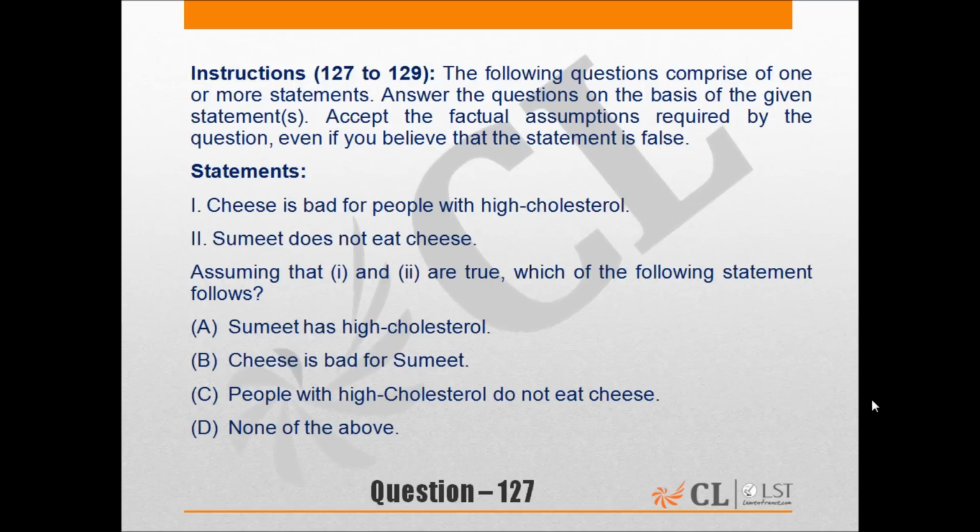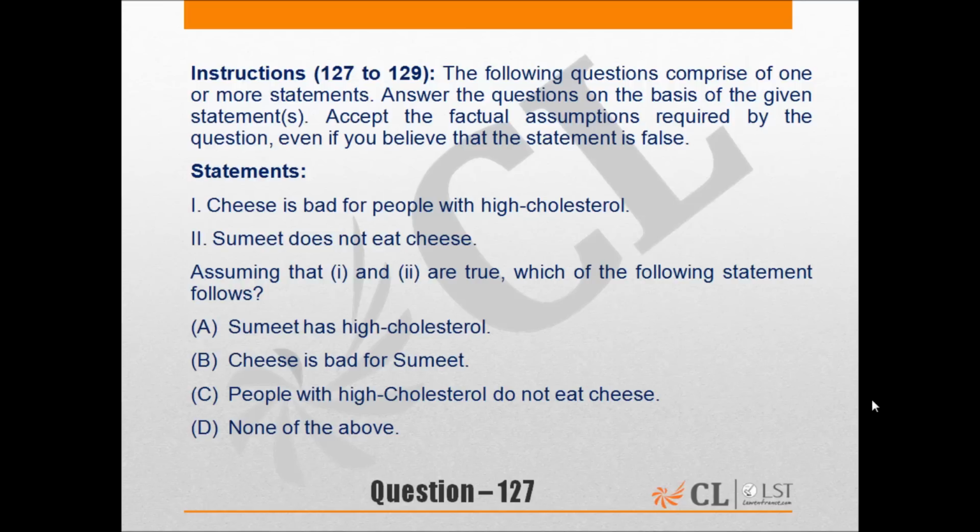Question 127 to 129. 3 questions here. Again, these questions depend on deductive reasoning itself. The questions here are framed in a form that makes it appear as though we are talking about things from real life, from general life. But again, please note, even for these questions, the same principles of deductive reasoning will apply, which means we should not make any assumptions on our own. We need to only stick to the facts given in the statement.